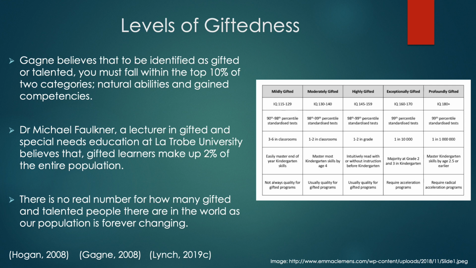As mentioned in the earlier slide, Gagne believes that to be identified as gifted or talented, you must fall within the top 10% of two categories: natural abilities and gained competencies. Leading on from this statistic by Hogan, Dr. Michael Faulkner, a lecturer in gifted and special needs education at La Trobe University, believes that gifted learners make up 2% of the entire population.